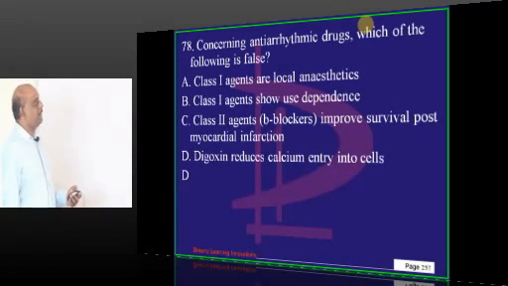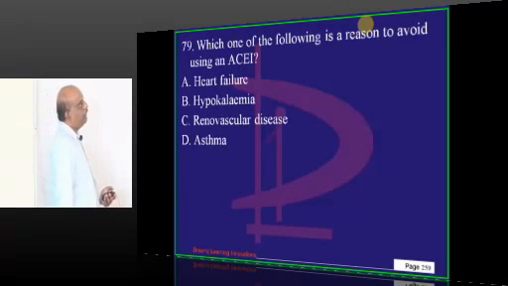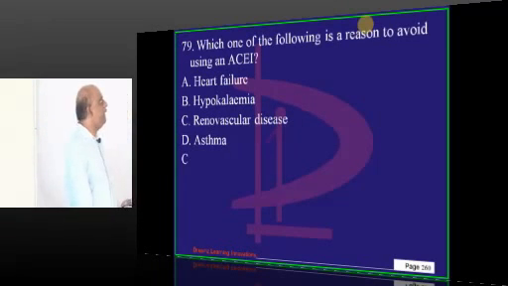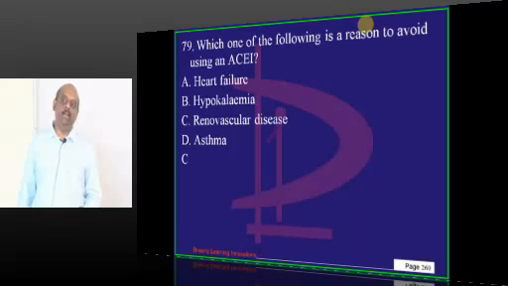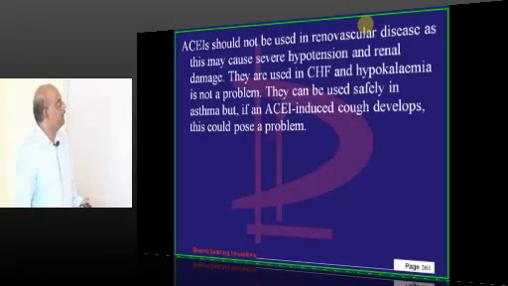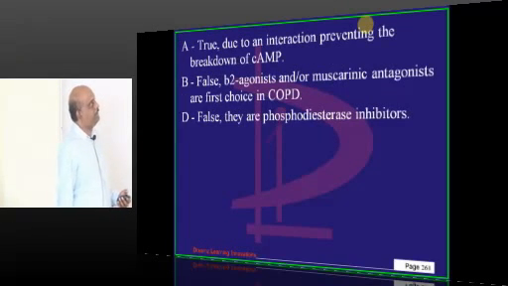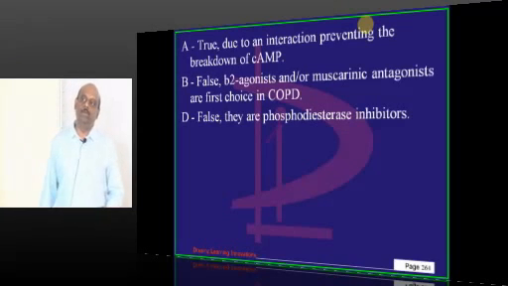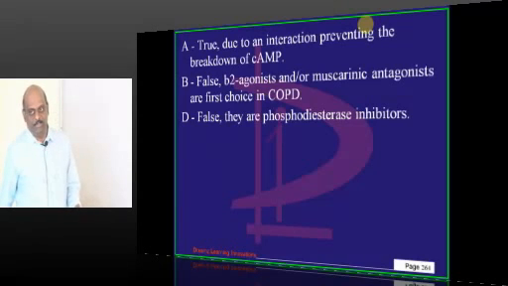For the antiarrhythmic agents, if you look at digoxin, it will increase the calcium entry into the cells and decrease the efflux. Now, to avoid using an ACE inhibitor, what is the important reason? If there is bilateral renovascular disease. But in unilateral renovascular disease, ACE inhibitor is the drug of choice. Now, regarding xanthines like theophylline, they increase the effect of beta 2 agonists because they also act at the cyclic AMP level by being phosphodiesterase inhibitors.